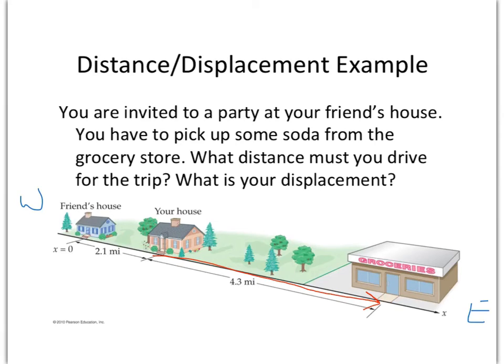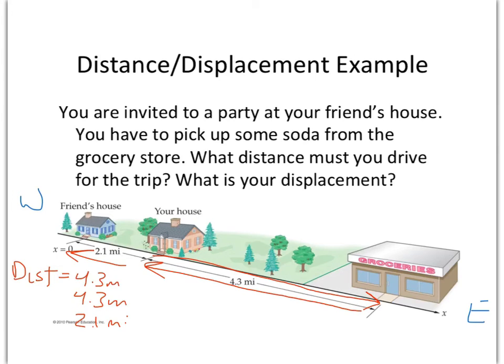You're then going to drive, so I'm going to write that, so distance goes 4.3 miles. You're going to drive 4.3 miles back to your house, right? Plus 4.3 miles. And then you're going to go another 2.1 miles, mi, because m just means meters. Back to your friend's house with the soda where the party is. Okay? So 4.3 plus 4.3, that's what, 8.6, plus another 2.1, that would be 10.7 miles of your distance going from your house to the grocery store and back to your friend's house.